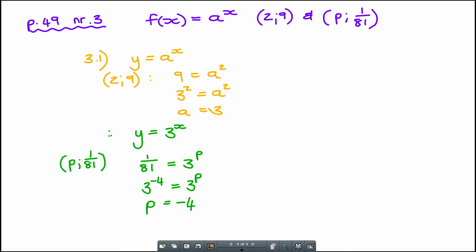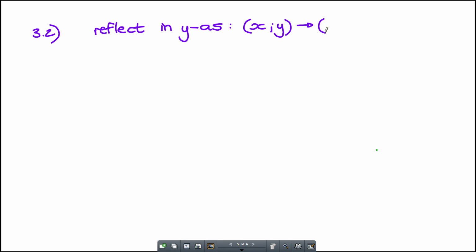Good. Now at 3.2 they ask me determine the equation of g in the form y is equal to what. Now, hulle sê vir my g is die refleksie van f in die y-as. Can I skip to the next page? Okay. Now, 3.2, when we reflect in die y-as, nee? We said (x, y) will become the y value, because we're reflecting in y, will stay y. But the x value, what's going to happen there? The sign of that will change. Okay, so my initial equation f was y is equal to 3 to the power of x.